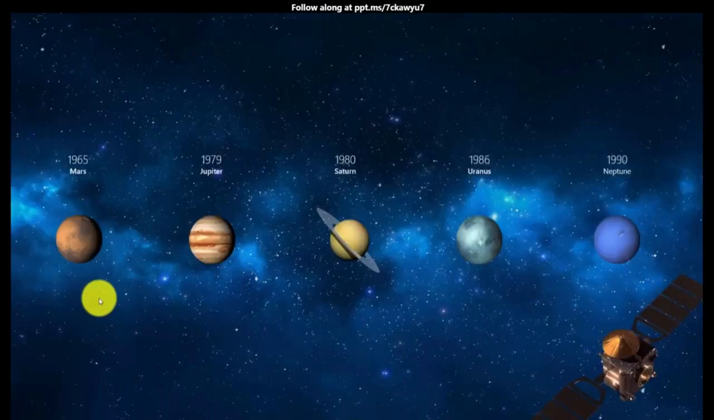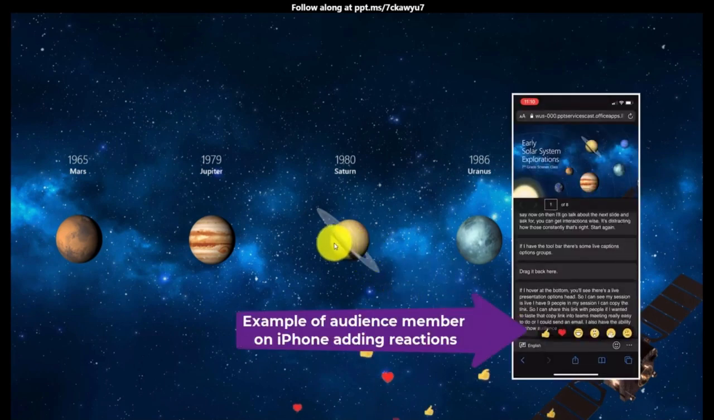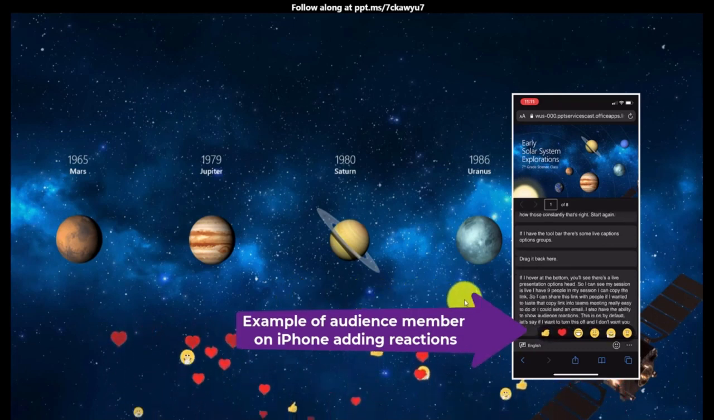So let's get going. I'm here on a slide, and I'm going to talk through the 5 planets. Now, I'd like to ask for some audience reactions. If you're a fan of Saturn, let me know, audience. I want to see some emojis coming up. And there we go. I'm seeing some hearts and some thumbs up, and all of these are kept for later.